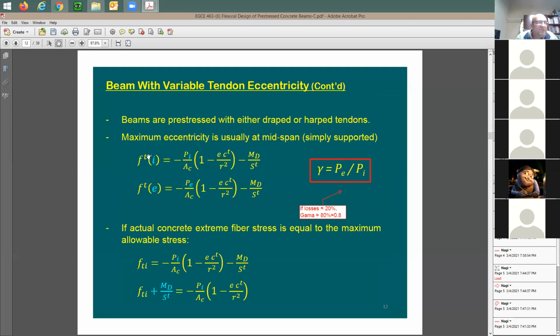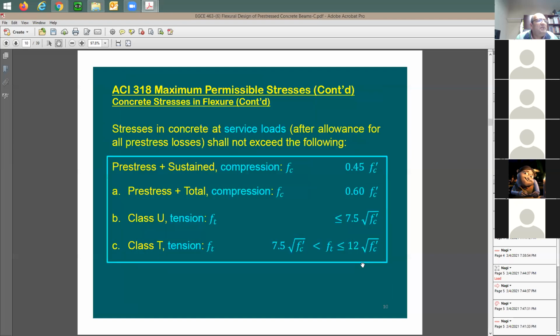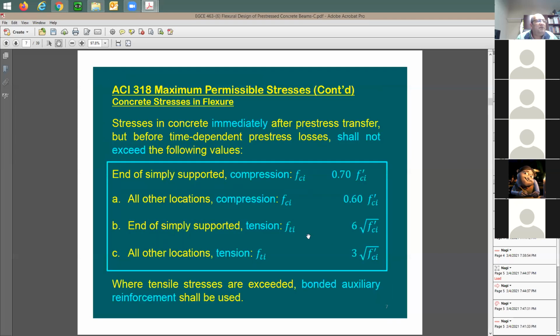So we're going to be setting the stress, which is the stress here on the top, to be the same as the maximum allowable stress. What is this f_ti? If you'd like to see f_ti, the stress at the time of transfer, it's going to be here. Look at this, f_ti is going to be here. This is going to be f_ti.